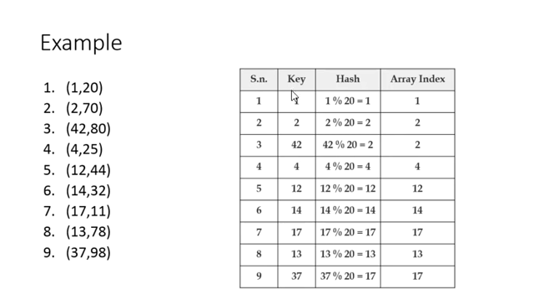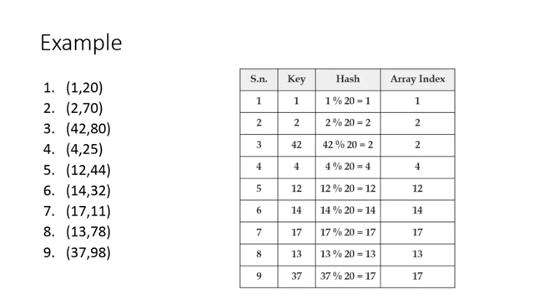When 1 is given, 1 mod 20 results in 1, so it will be stored at array index 1. Similarly, when 2 is given, 2 mod 20 results in the remainder 2, so it will be stored at index 2. Similarly for each element 42, 4, 12, 14, 17, 3 and 37, where they have to be stored, their array index will be calculated using the hash function.